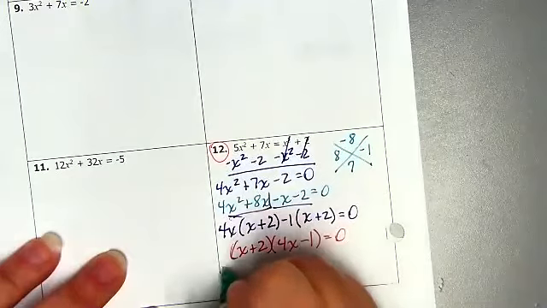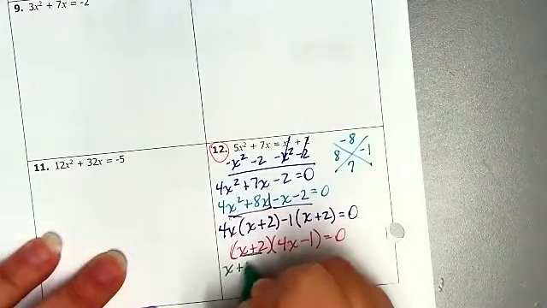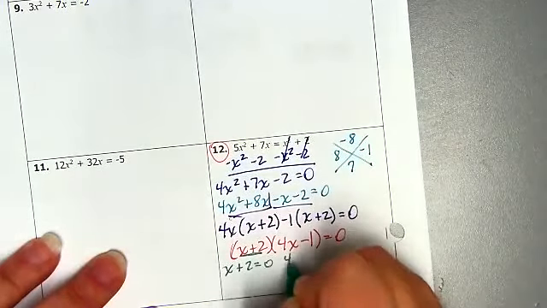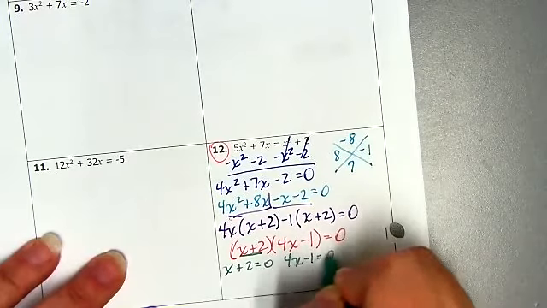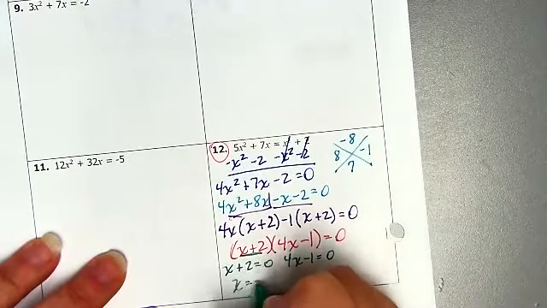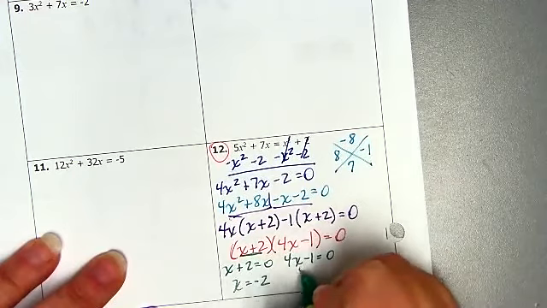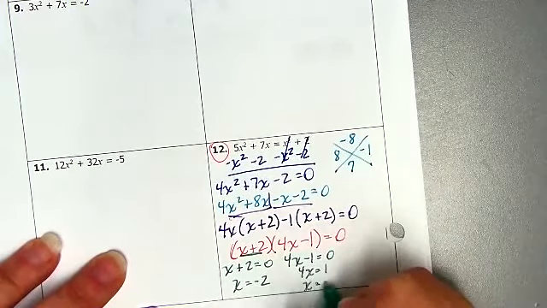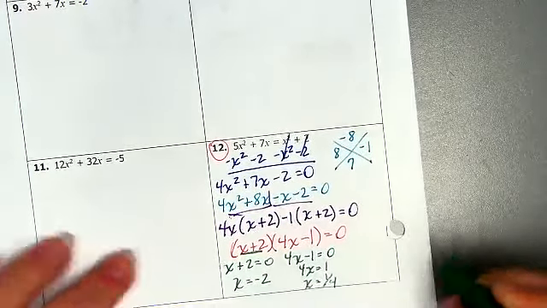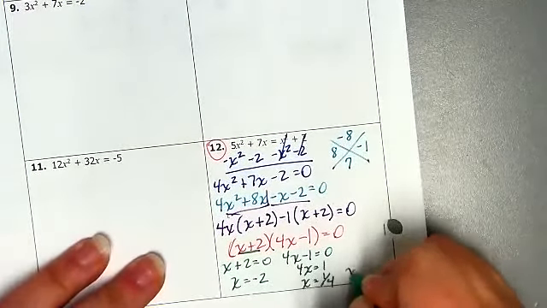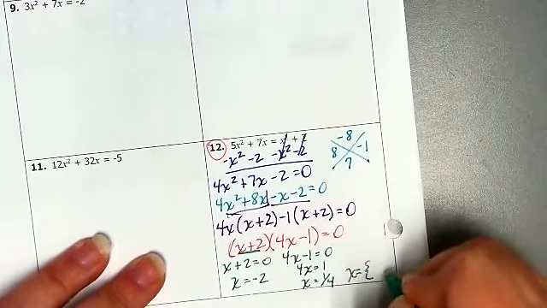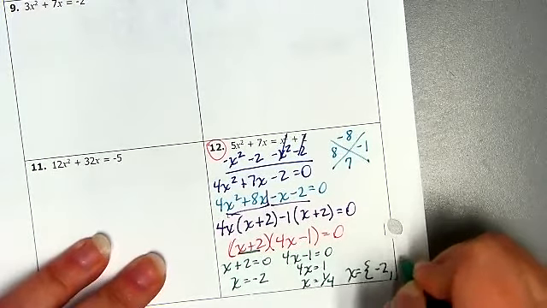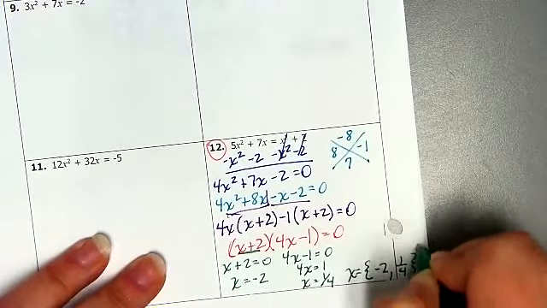We set each factor equal to 0, so we have x plus 2 equals 0, and 4x minus 1 equals 0. X equals -2, 4x equals 1, x equals 1/4. So therefore my final answer is x equals curly bracket, -2 comma 1/4 curly bracket.